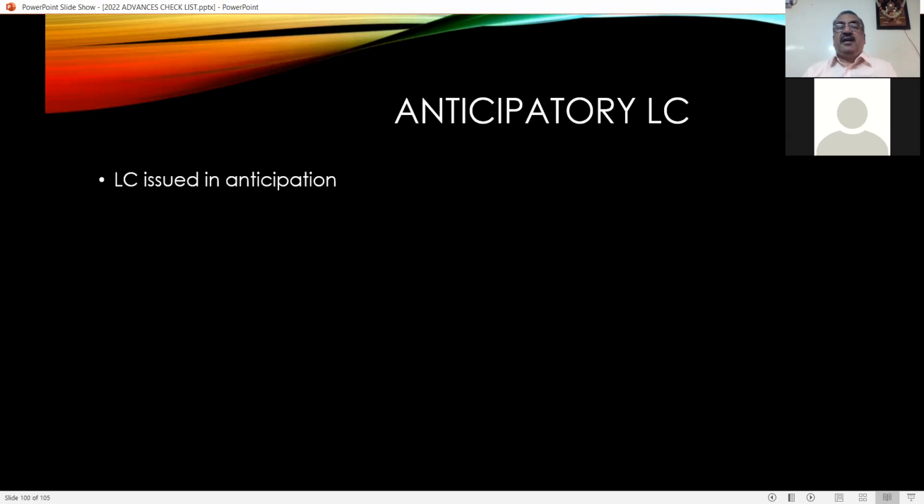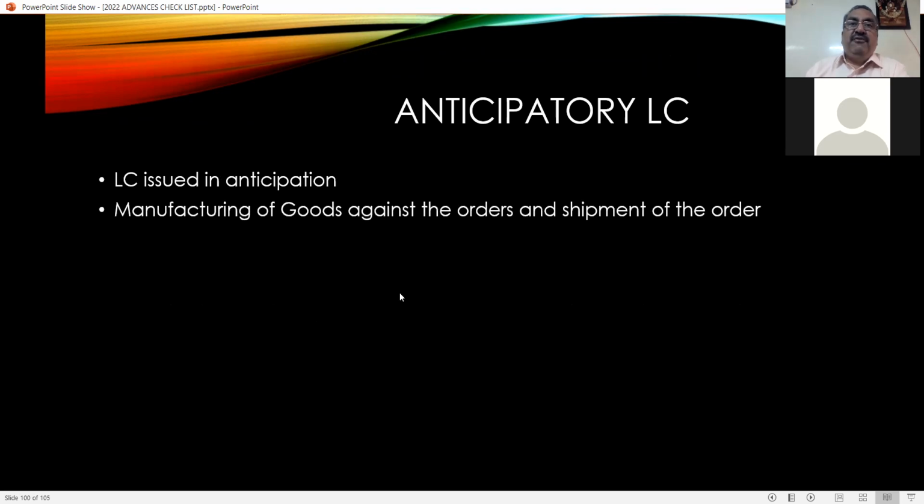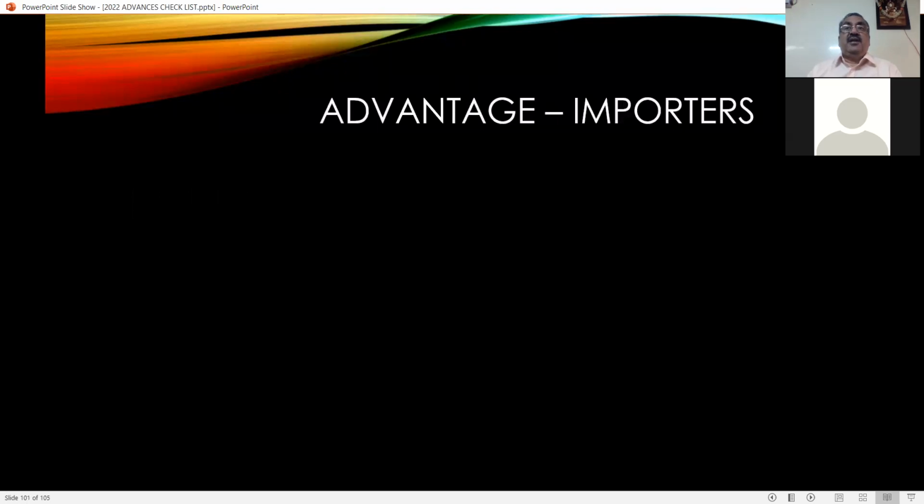Anticipatory LC, just like anticipatory bail. The LC is issued in anticipation, that is, for manufacturing of goods against the orders and shipment. See, I want to get 10 power looms from you. Okay, you place the order, but you have to give me the LC, because only based on your order am I manufacturing the goods, and if you fail to accept it, then I will be at a loss. So in anticipation of meeting the order, one has to issue the LC, and that is called an anticipatory LC.